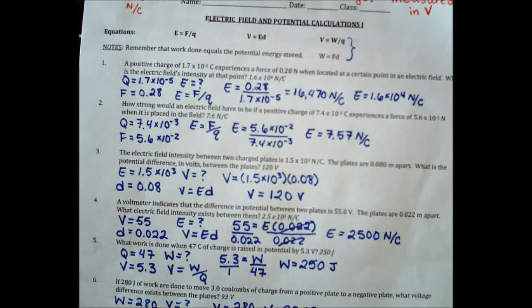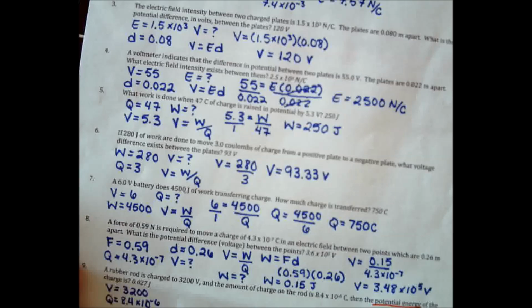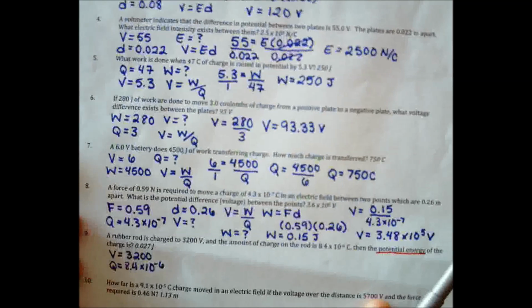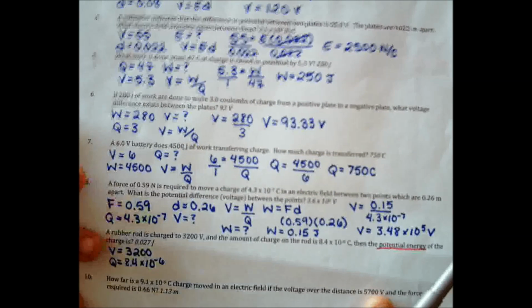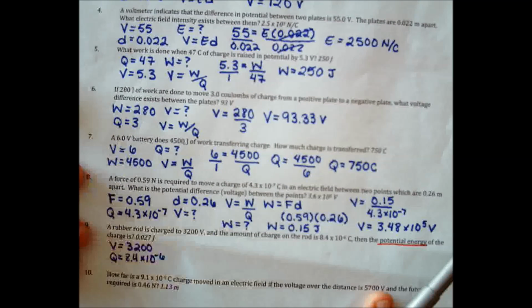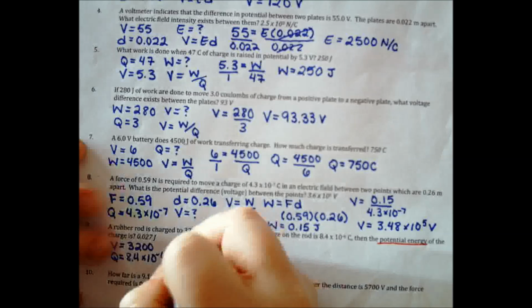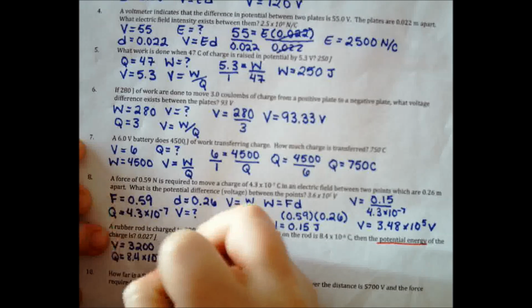So, what you have to remember is that work done is equal to change in energy. And this is a change in energy because the rubber rod was charged by friction, which is what we did in lab. So we gained that energy. So they're asking us for potential energy, but what we can solve for is work. So we're looking for work.